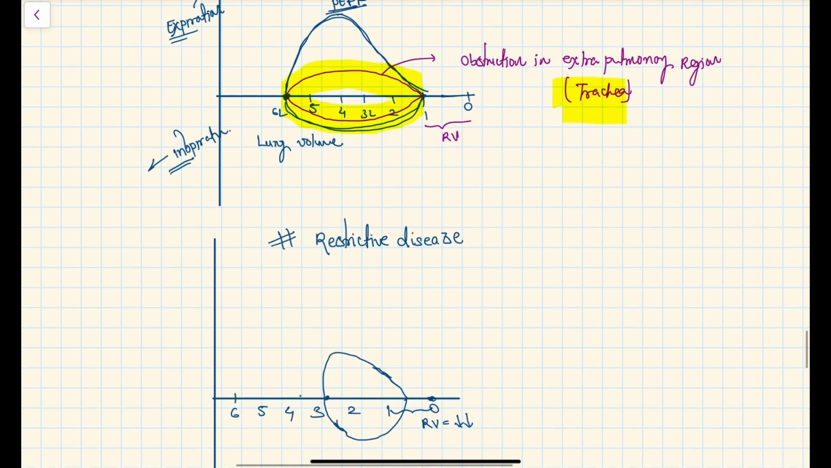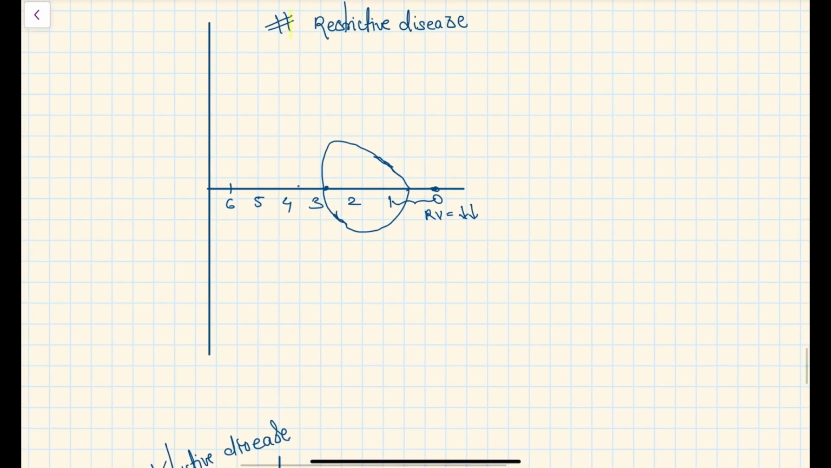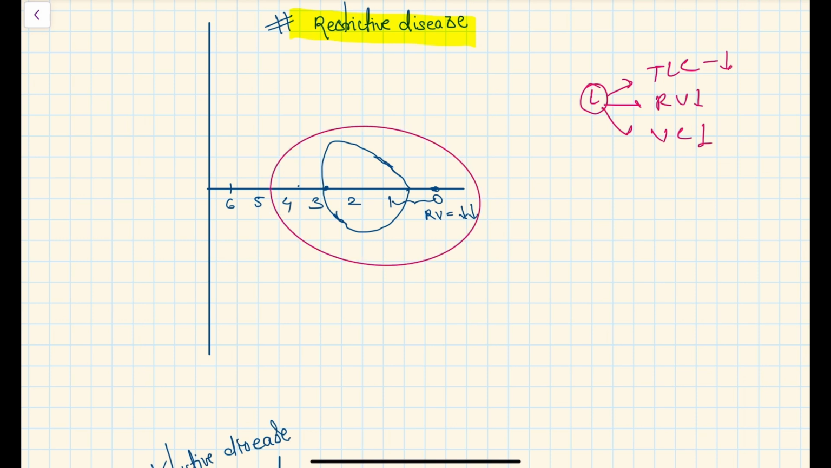Okay, now coming to restrictive disease, we know that in restrictive disease the lung is already small, so all the capacities are decreased: the total lung capacity is decreased, residual volume decreased, and vital capacity decreased. So we found this graph. Okay, the lung volume is decreased, residual volume is also decreased, and you see this graph. This is the graph for restrictive disease.